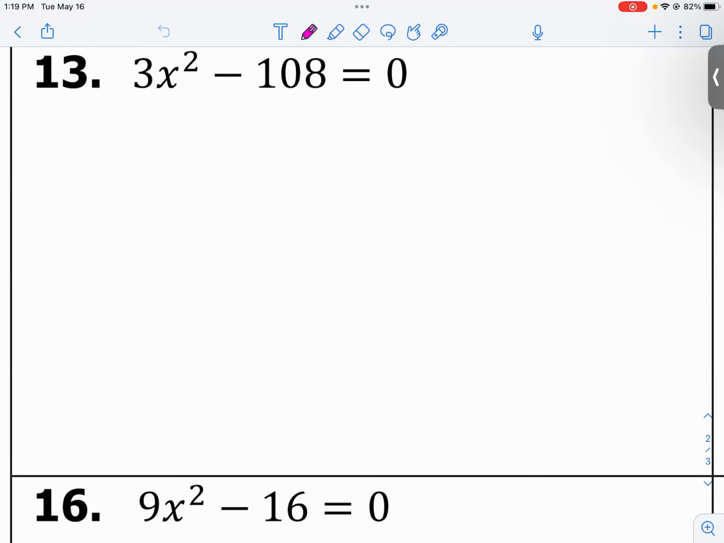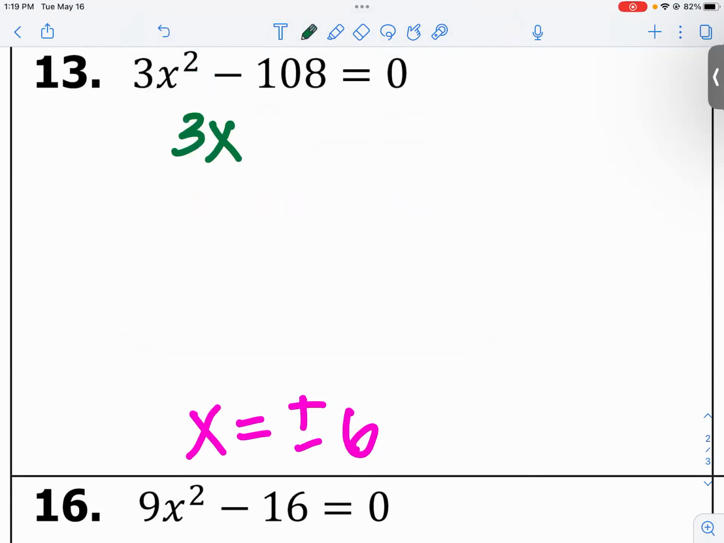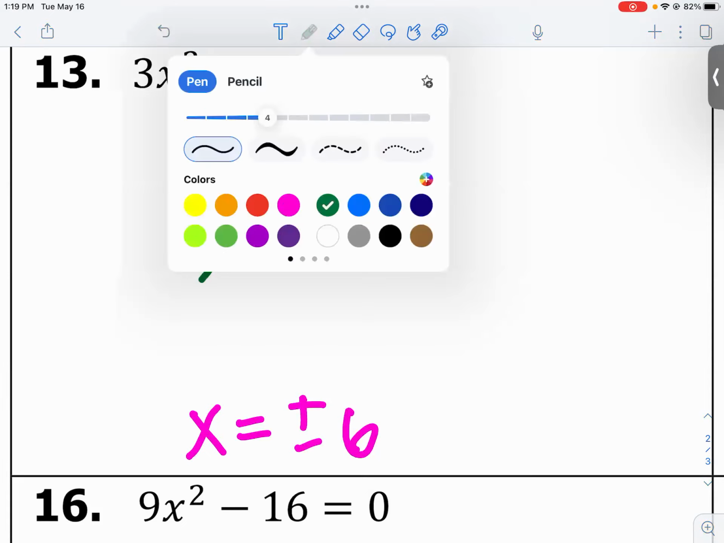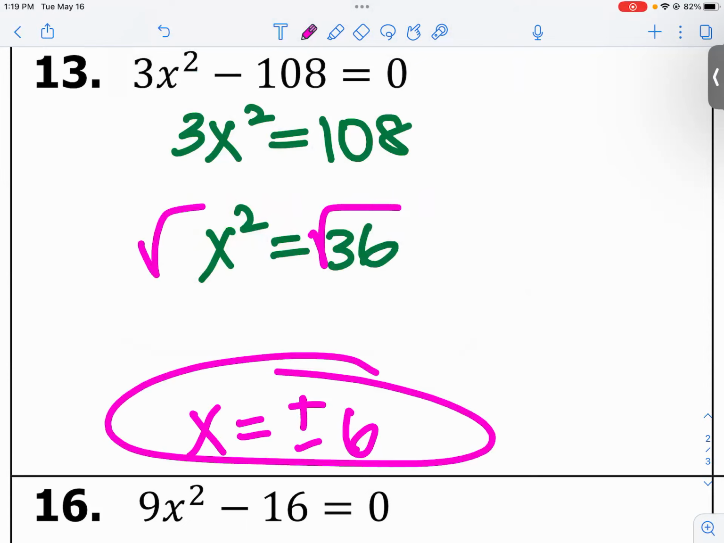Andrew, what did you get? Plus or minus 6, because Andrew added over the 108, divided by 3, and when he square rooted both sides, he got plus or minus 6. Did you get it?